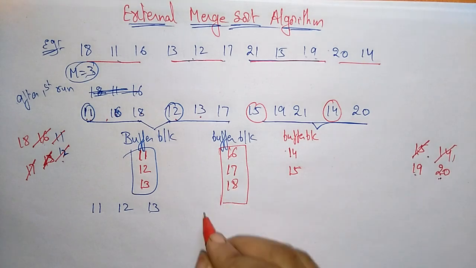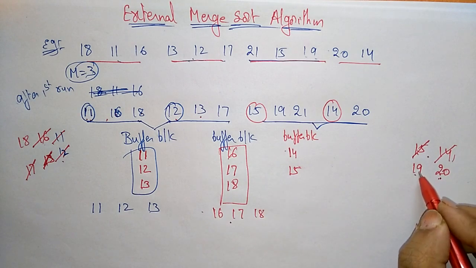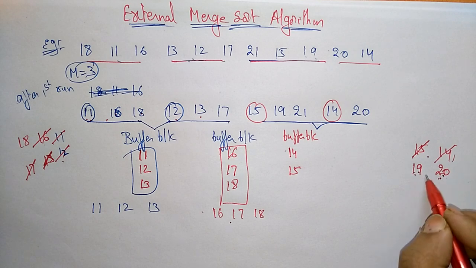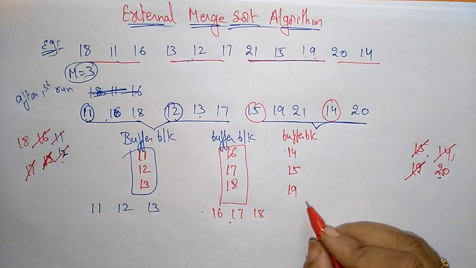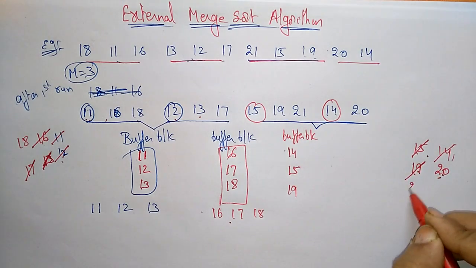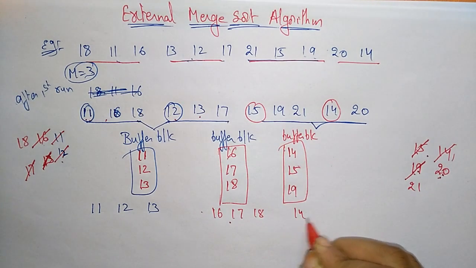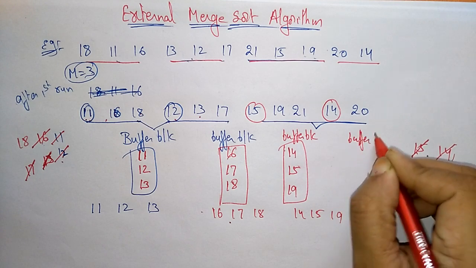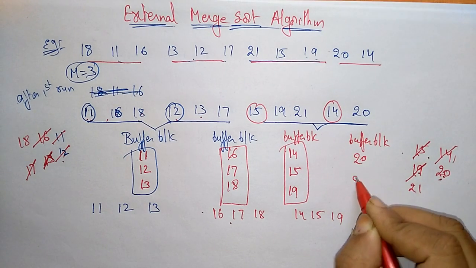After this operation, place 16, 17, 18 and write it on the disk. Between 19 and 20, which one is the least? 19. Strike off 19 and place 19 here. After 19 you have 21. This buffer is full, so take another buffer block. In these two you have to check 20 and 21.